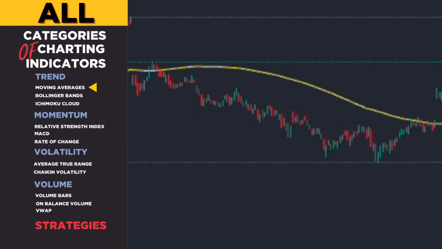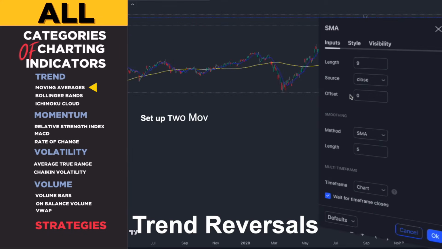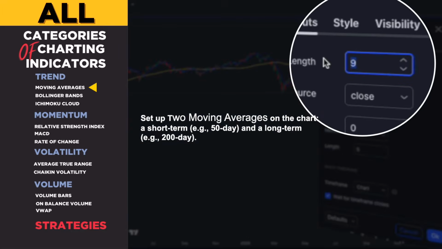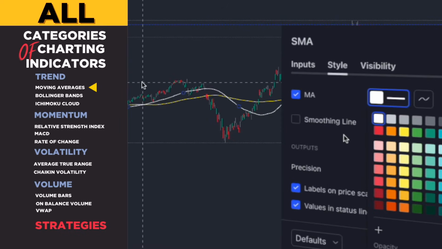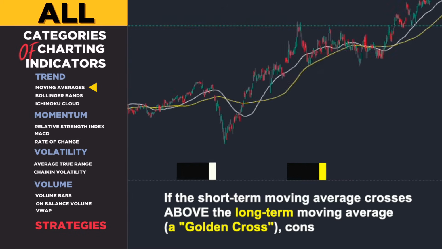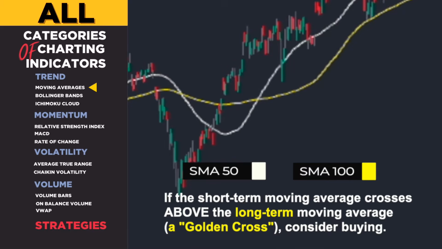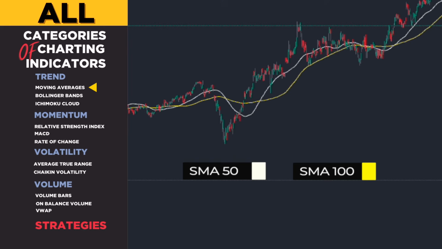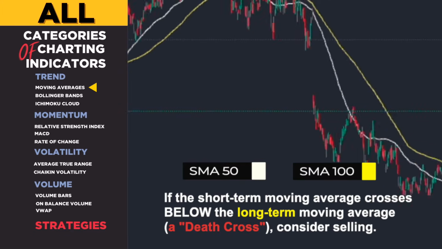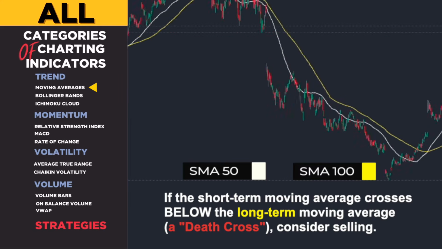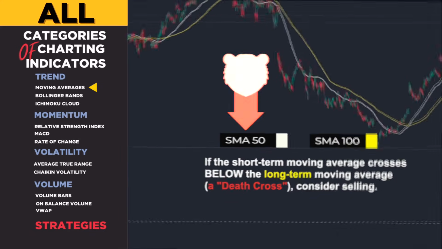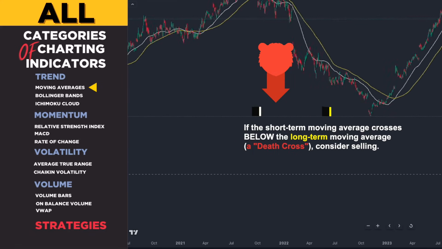Now, if you're using moving averages for trend reversals, set up 2 moving averages on a chart, one that's short term and one that's long term. So that could be a 50-day and a 200-day moving average. If the short term moving average crosses above the long term moving average, also known as a golden cross, then that's considered a buying opportunity. On the opposite, if the short-term moving average crosses below that long-term moving average, also known as a death cross, then consider selling or taking shorting positions.